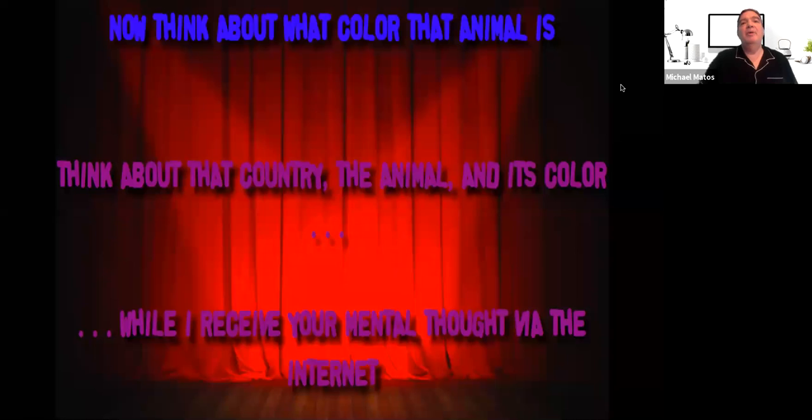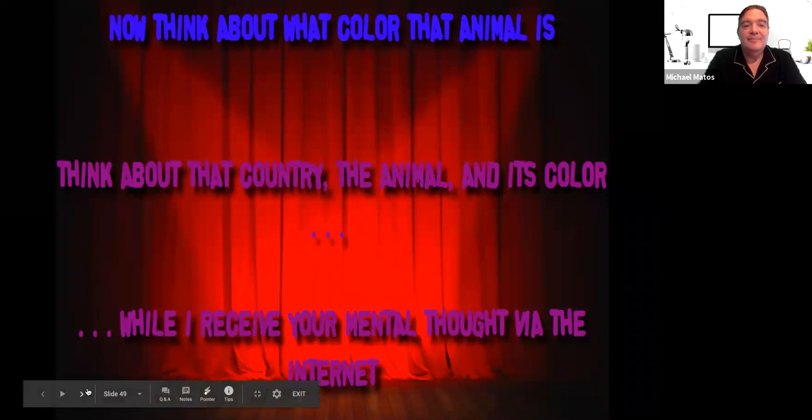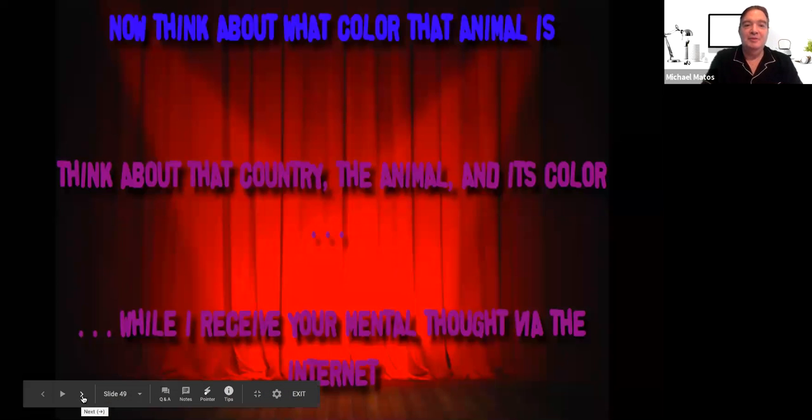Okay, now think about what color that animal is. Now, try to give it a realistic color. I guess if you pick the unicorn, then it may not be very realistic, but give it a color. So think about that country, think about that animal, and think about its color. Okay, so you should have a country, an animal, a color, and I'm a minute over here on my timing for this particular activity.